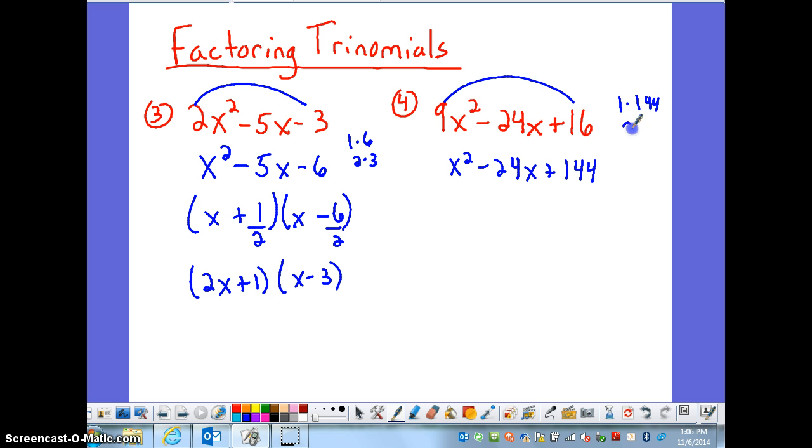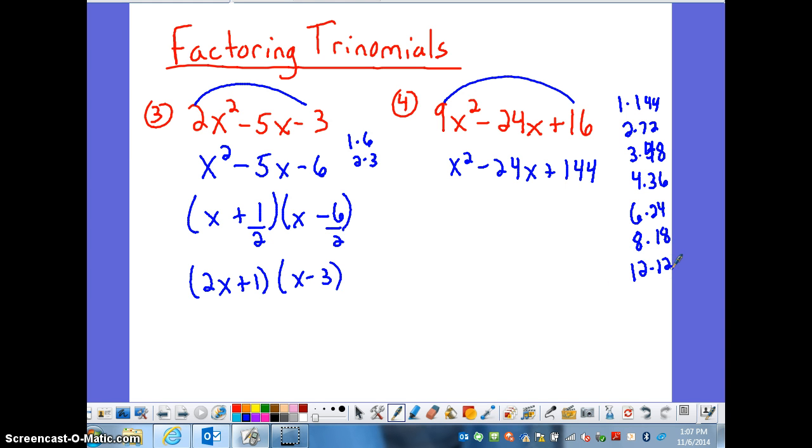1 times 144, 2 times 72, 3 times 48, 4 times 36. 5 doesn't work. 6 is going to work, 6 is going to divide into that 24 times. 7 is not going to work. 8 will work, 8 is going to be 18. 9 is not going to work. 10 will not work. 11 doesn't work. 12 does work, 12 times 12.